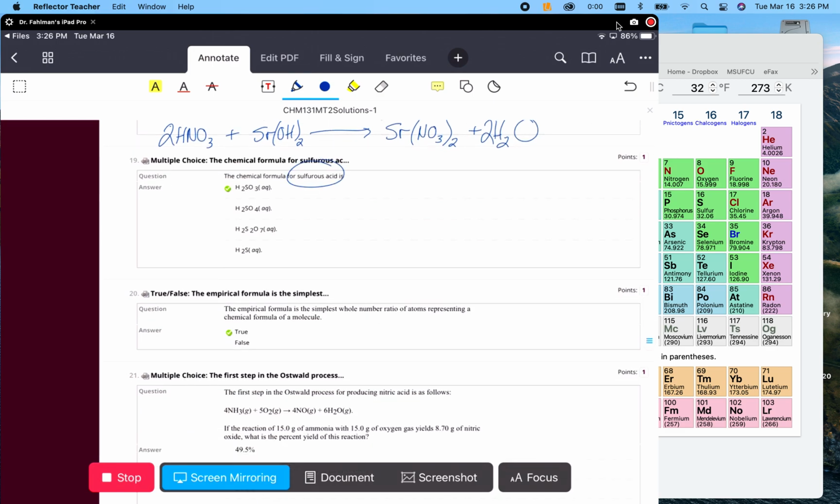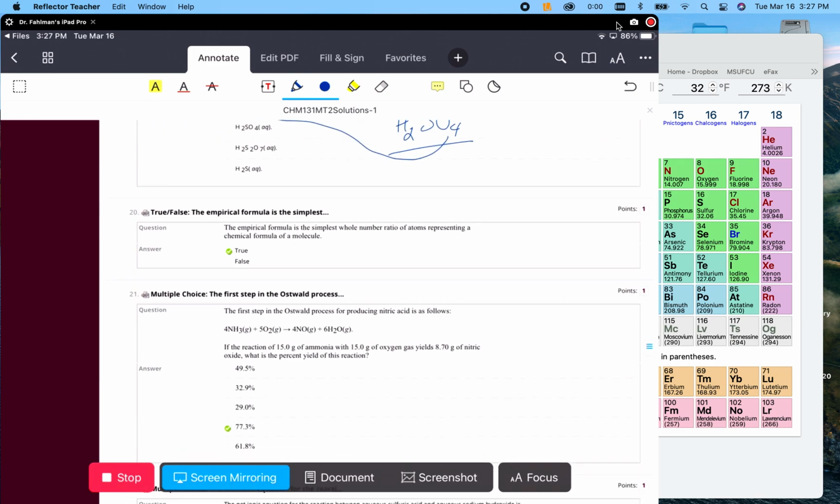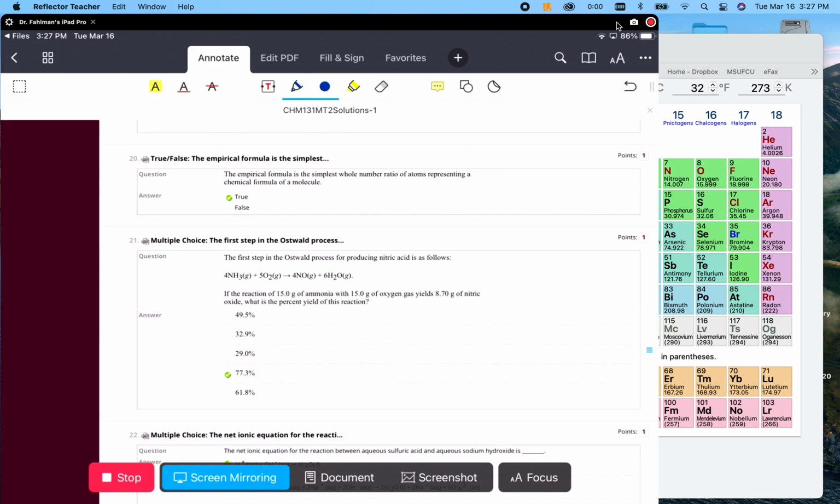Sulfurous acid is just a definition. Remember, sulfuric is this. The "-ous" suffix means just one less oxygen. Okay. The empirical formula is the simplest whole number ratio of atoms. So yes, it is. That's just the definition of empirical.